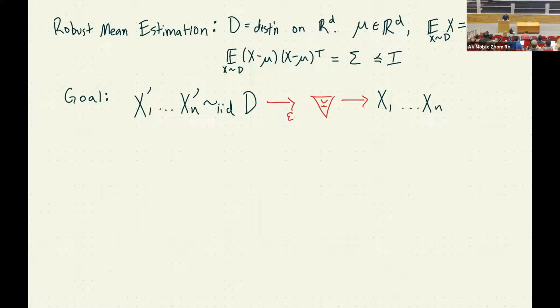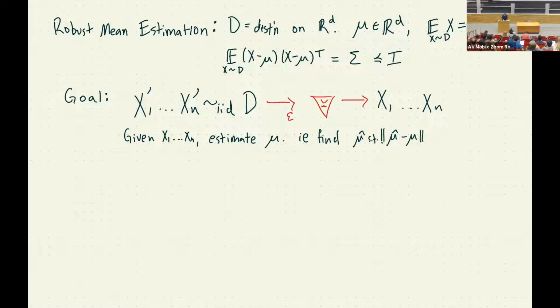And your goal, given these screwed up samples x1 through xn, is to estimate the true mean mu. That's the goal. By estimate, I mean just find some vector which is close to mu in L2 distance, i.e. find mu hat such that mu hat minus mu is as small as possible. And we're going to have to see what as small as possible even means.